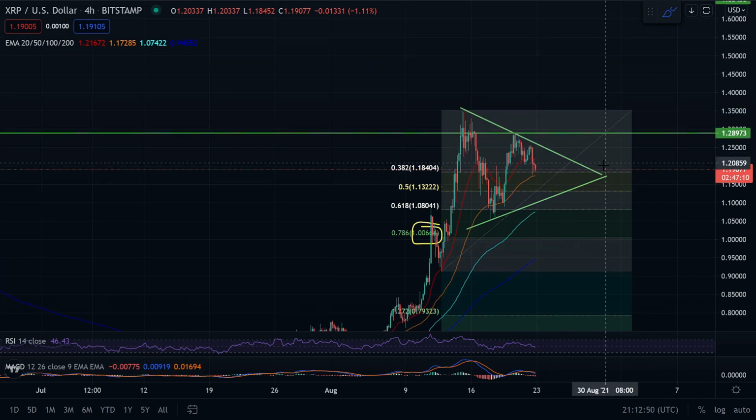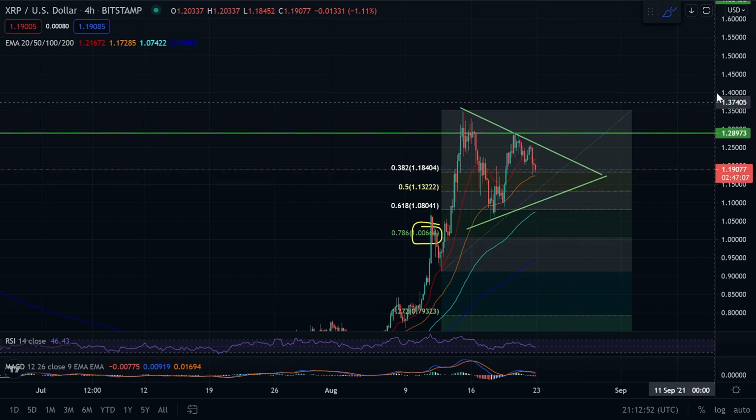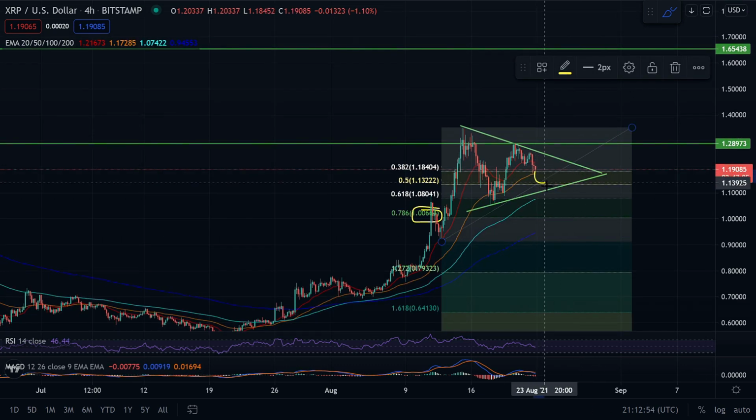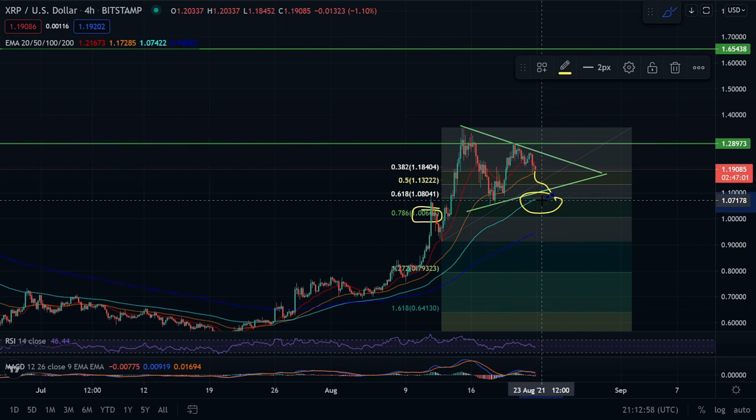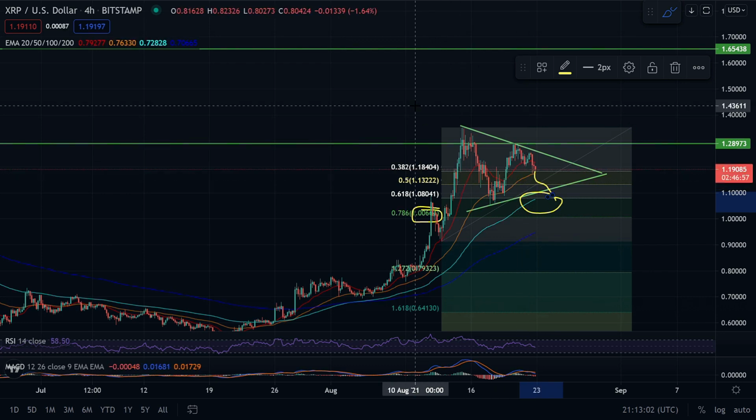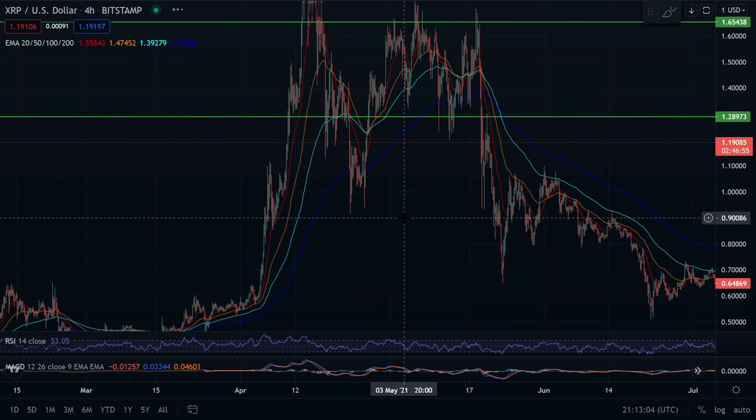Now, one way or another, whether or not this does happen, what we do need to pay attention to, though, is that if this does break out to the downside and we start to interact with this 100 EMA on the 4-hour time frame, that could be a sign that momentum is starting to slow down. And let me show you what I mean.